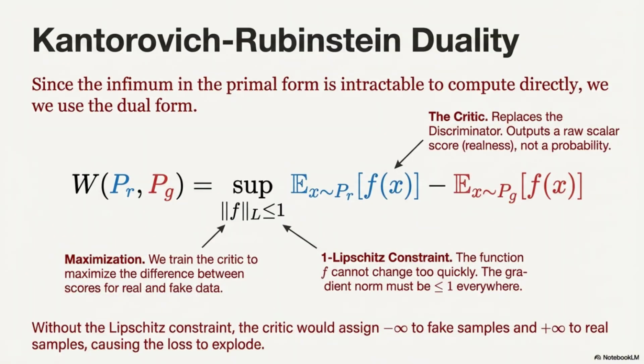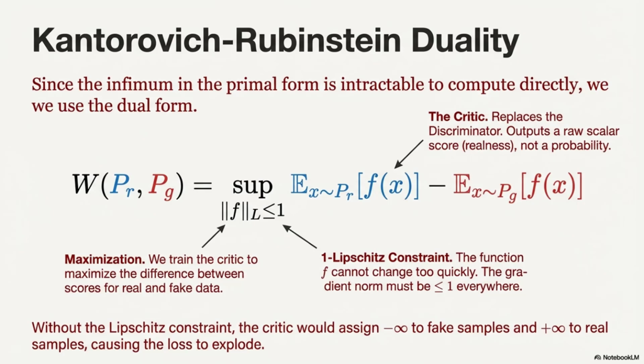Okay, so that Earth mover's idea is great, but trying to calculate it directly is pretty much impossible for a computer. But thankfully, some very smart mathematicians gave us a workaround called the Kantorovich-Rubinstein duality. Now, don't worry about the name. What it does is give us a dual form of the problem that we can actually solve.